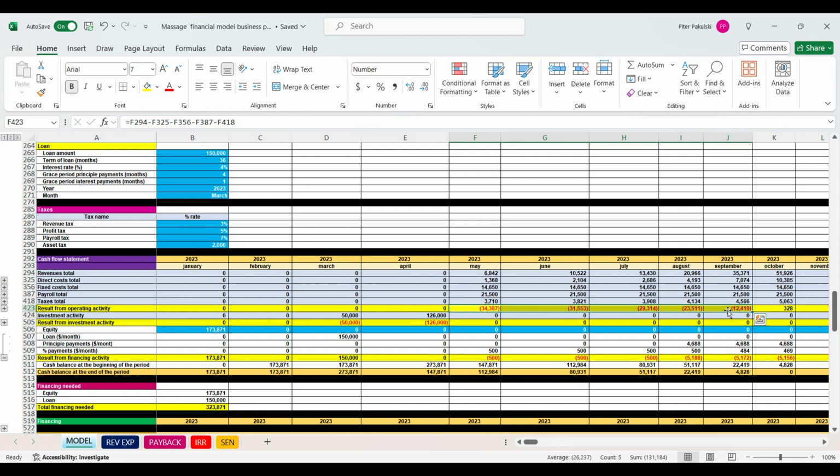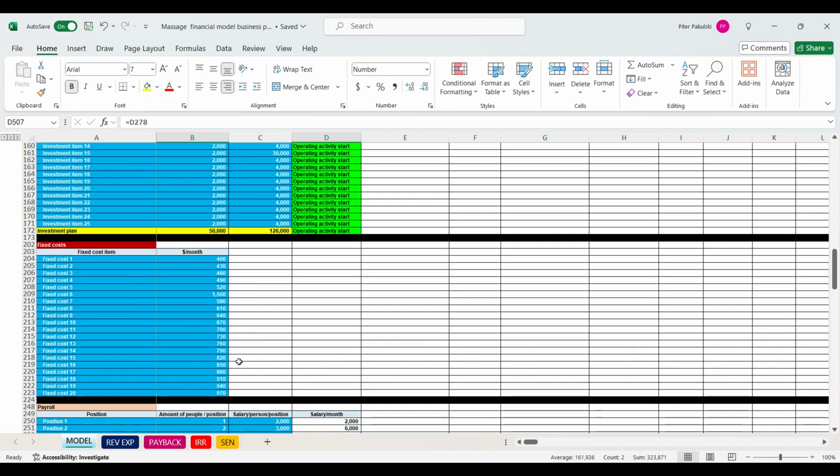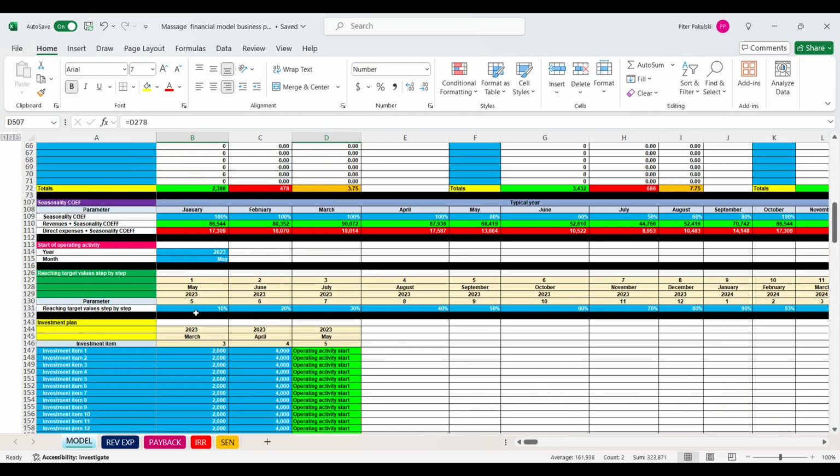And the amount of operating losses will affect the total amount of financing that you will need to start this business idea. So this percentage value is sensitive to the amount of financing which is needed to start this business. Let's move to the investment plan.